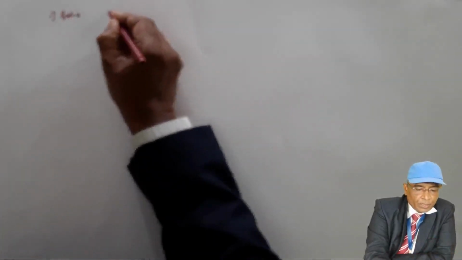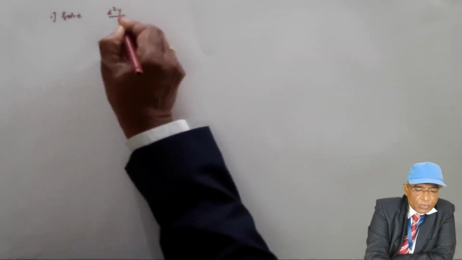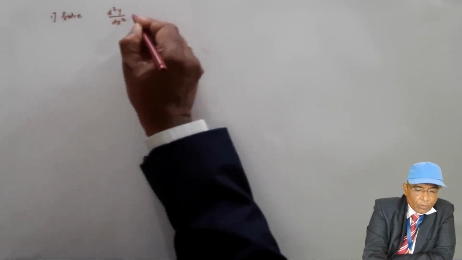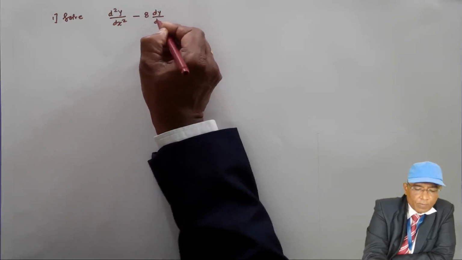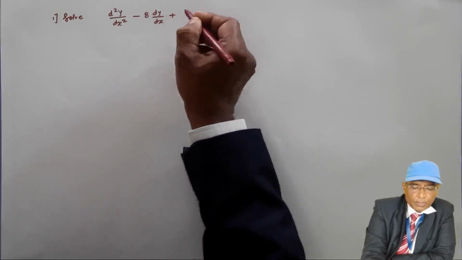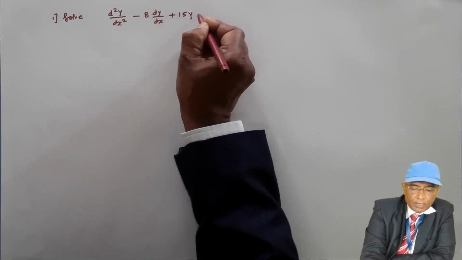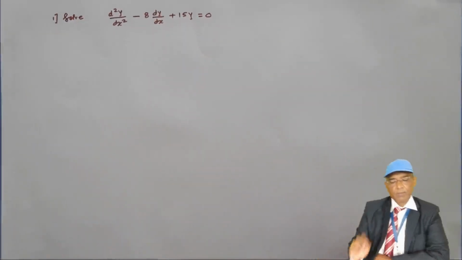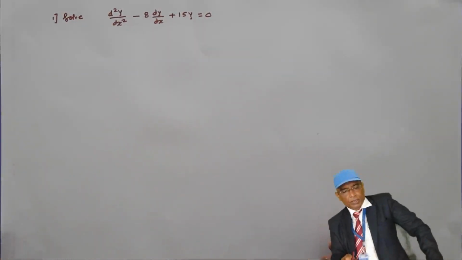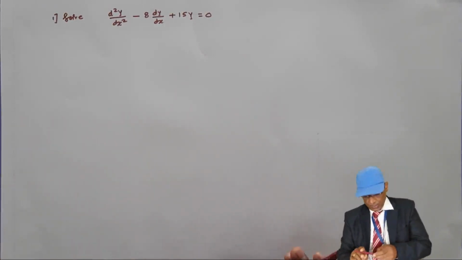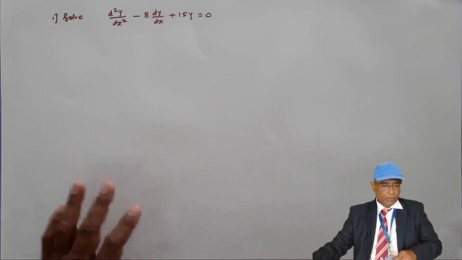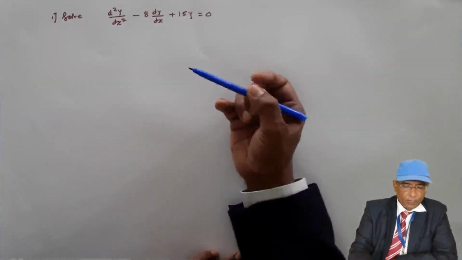Solve the differential equation. The first sum we are going to discuss. Here d2y by dx square minus 8 dy by dx plus 15y is equal to 0. We discussed how to find the complementary factor, 4 cases we discussed. Now this differential equation we are going to solve.